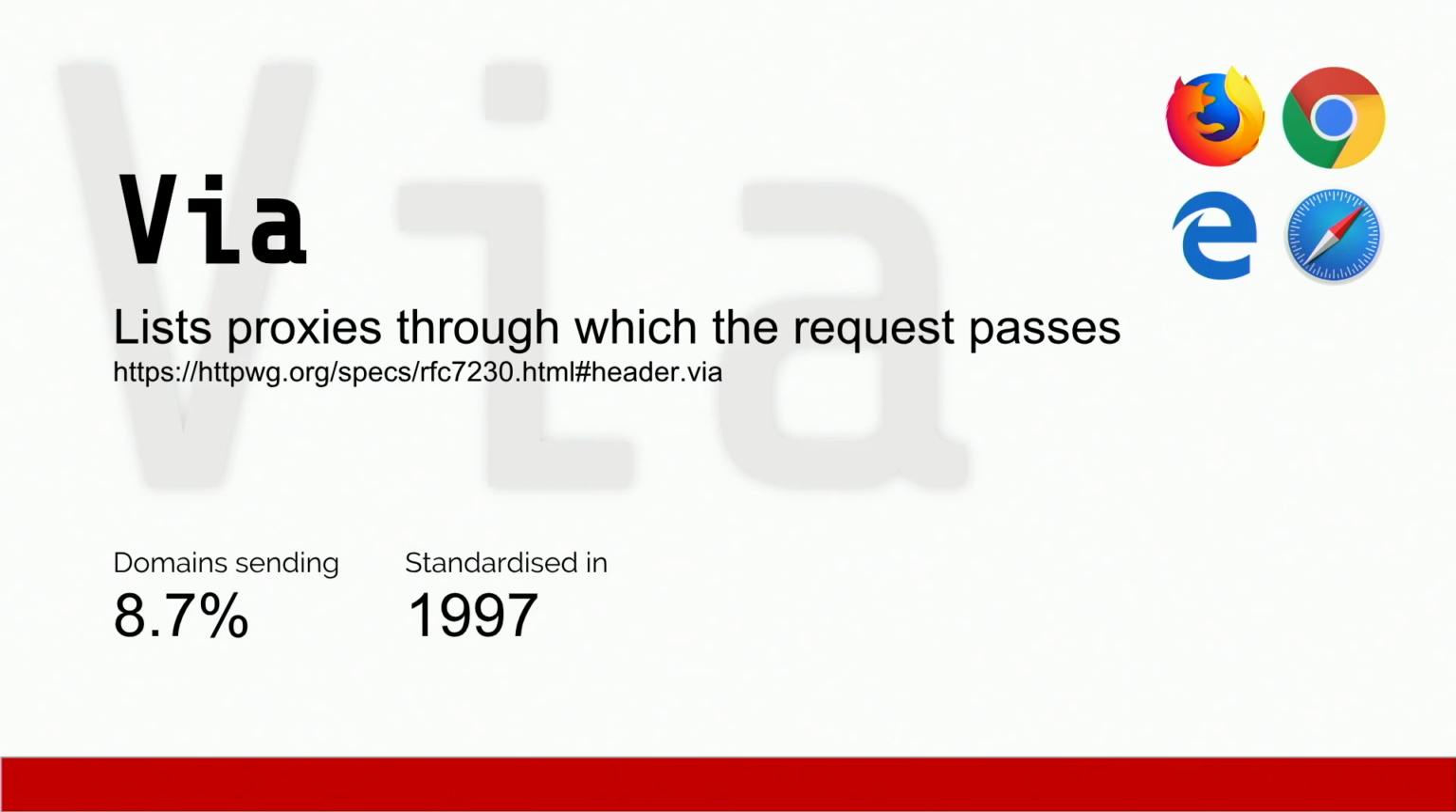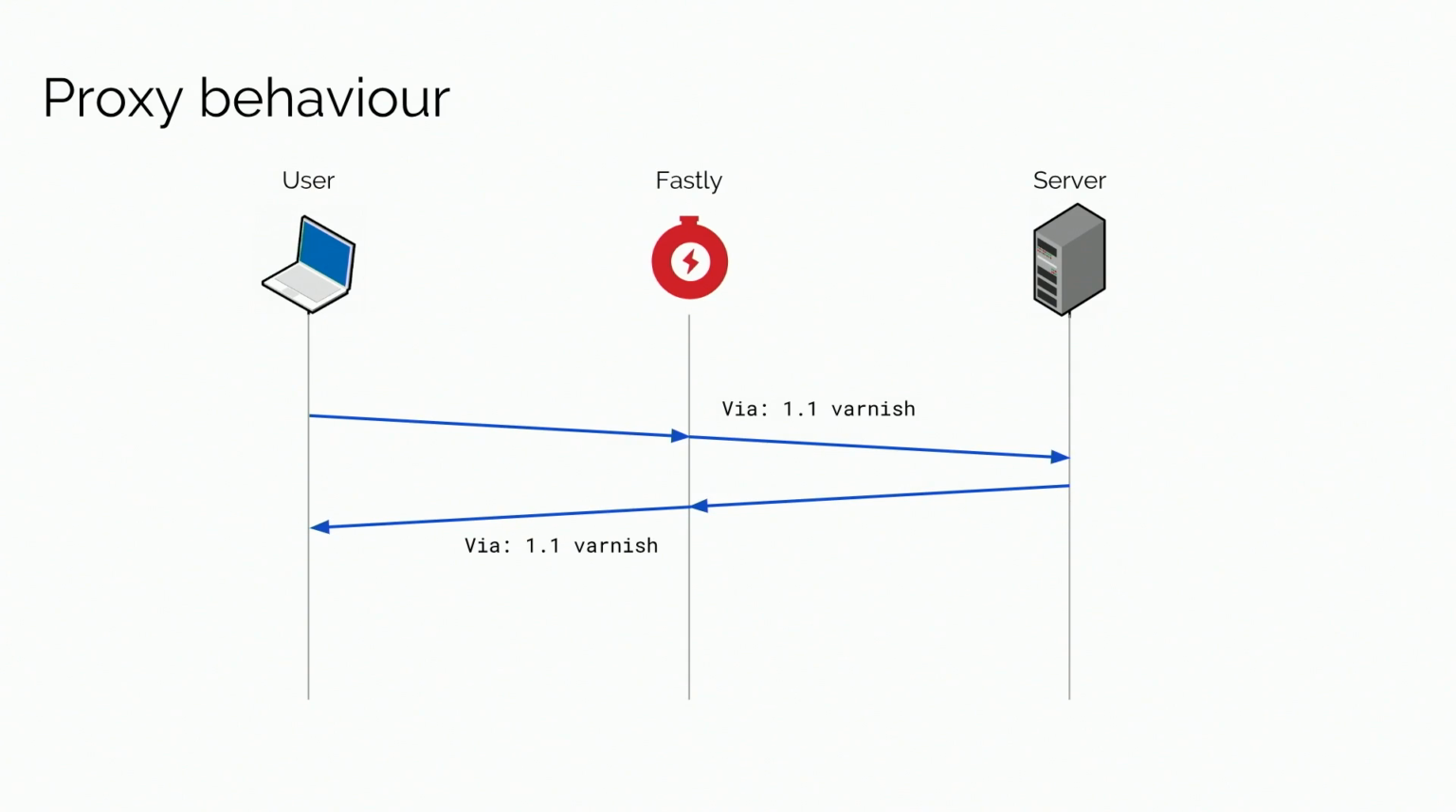And let's finish up with VIA. So VIA is both a request header and a response header. As a request header, it's really important because it helps to prevent loops between proxies. So when you send a request to a server, it may not be answered from the first server it gets to. It might be forwarded by that server to somewhere else.